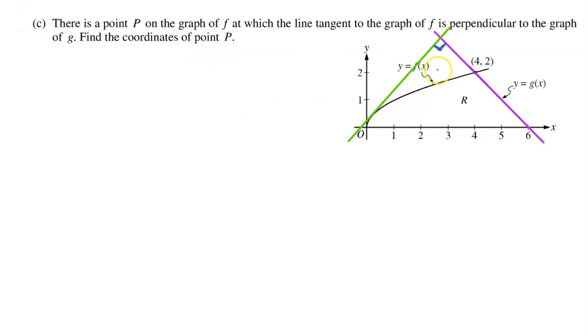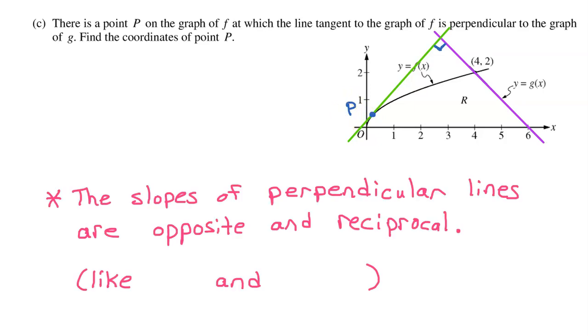So we are talking about two lines that are perpendicular to each other: the graph of g and the line tangent to f at point P. And point P is what we need to find. Here is a fact that you need to know in order to do this problem. The slopes of perpendicular lines are opposite and reciprocal. For example, if the slope of one line is 2/3, the slope of a perpendicular line will be -3/2.